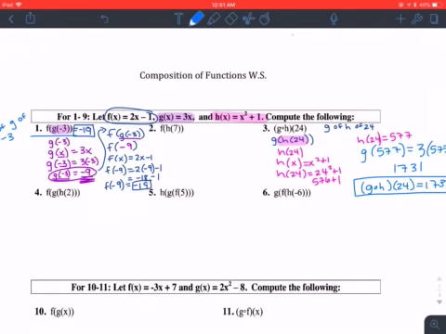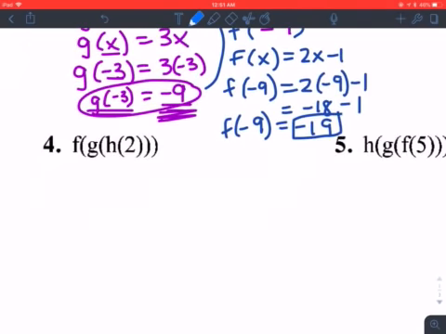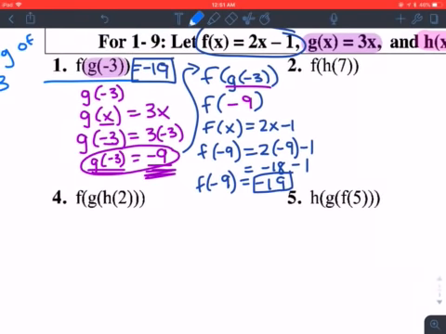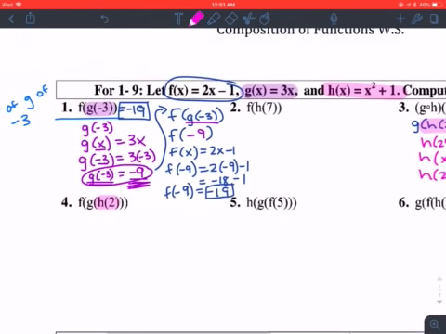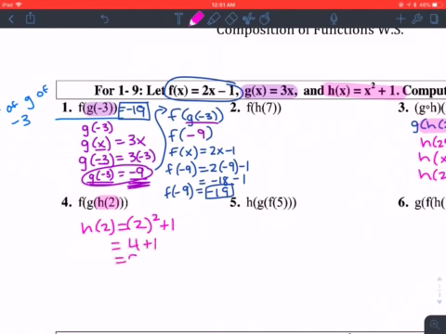Alright, now for 4, 5, and 6, we're doing the same thing. We're just doing it 3 times now. But again, we're going to start on the inside always. So let's start at the very middle, h of 2. Well, h of x is x squared plus 1. So h of 2 equals 2 squared plus 1. Just plug in a 2 for x. 2 squared is 4. 4 plus 1 is 5. So that's h of 2.